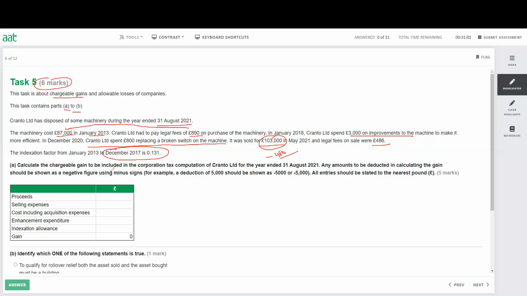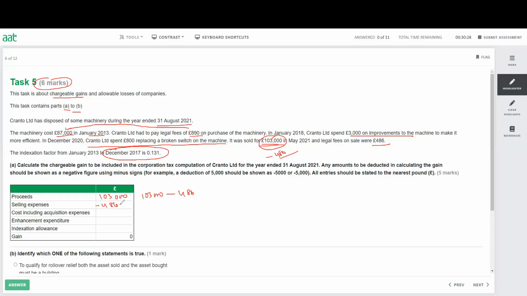Calculate the chargeable gain. So we need to calculate the chargeable gain. So we are not calculating the taxable gain. We are calculating the chargeable gain. Remember, this sort of word could be very tricky in the exam. So the proceed, we have 103, is the proceed minus the legal fee, 486. So you can write it down here, 103,000. And the selling expense, 486.